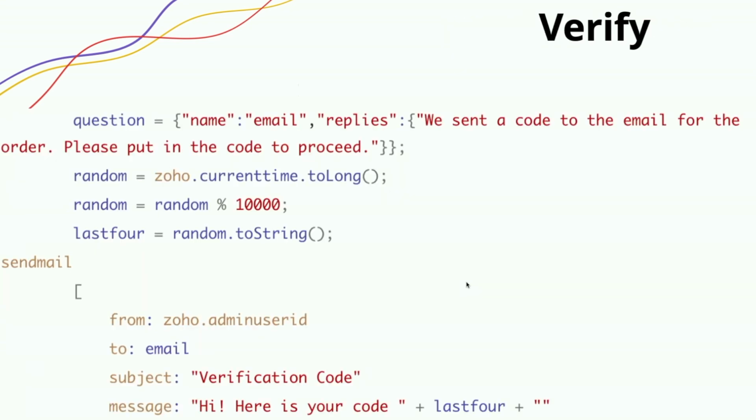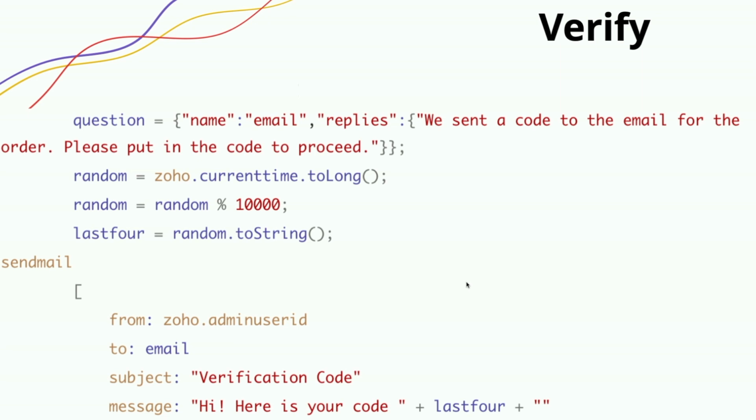The second thing we did was verifying the identity of the individual. It sent me a code to my email. So the question part, that's just the text. You notice the reply says we sent a code to the email, please put it in to proceed. I run functions to find a random subset of numbers from the current time, and then I just make it into a string. Then we have our send email function down here at the bottom.